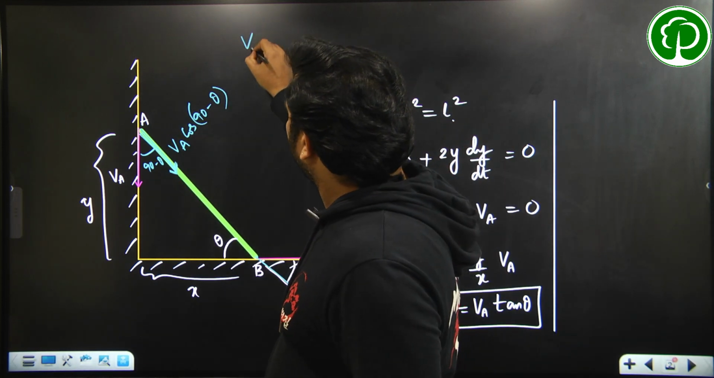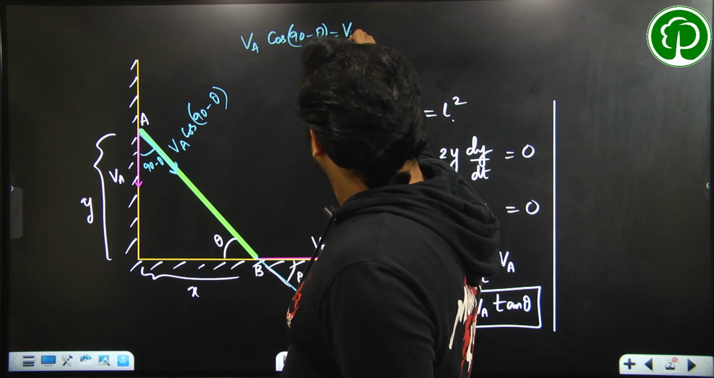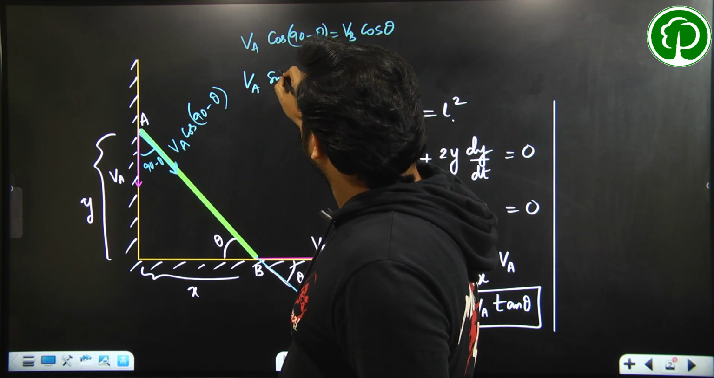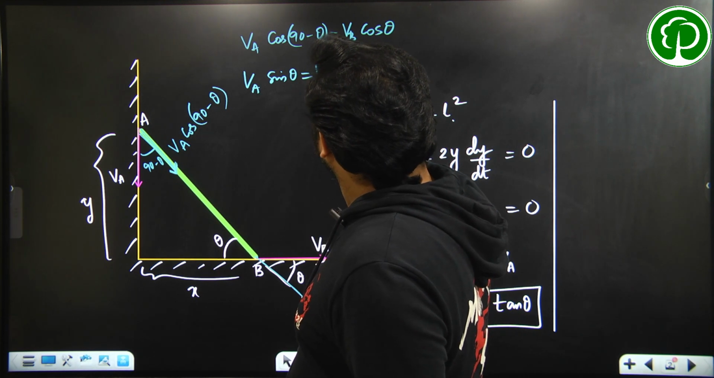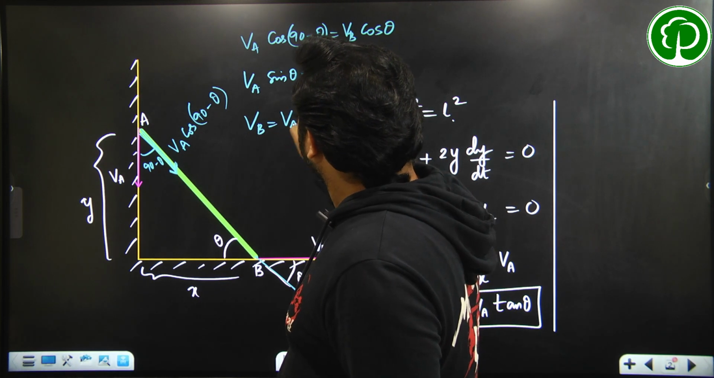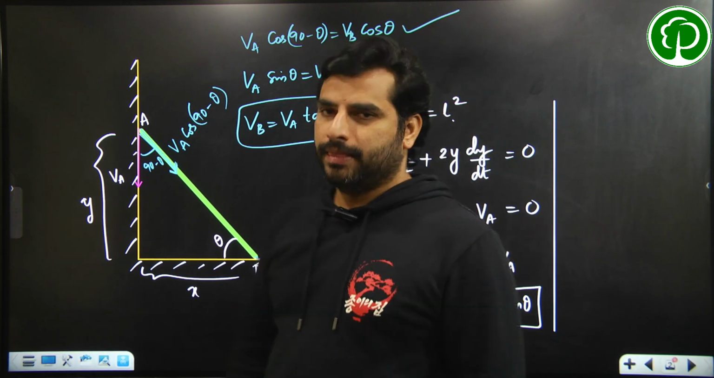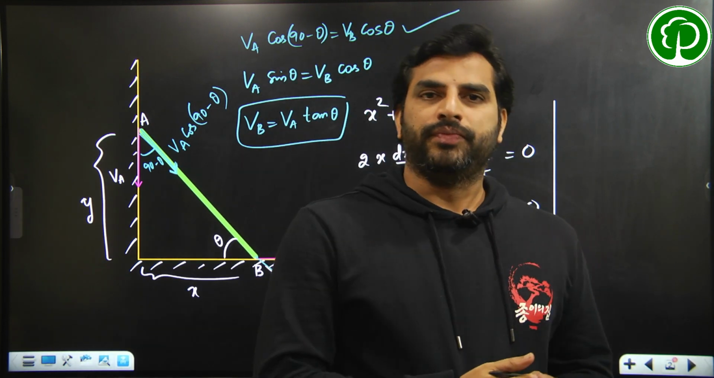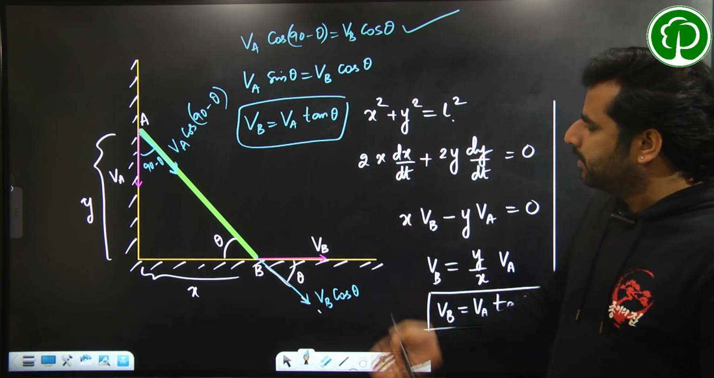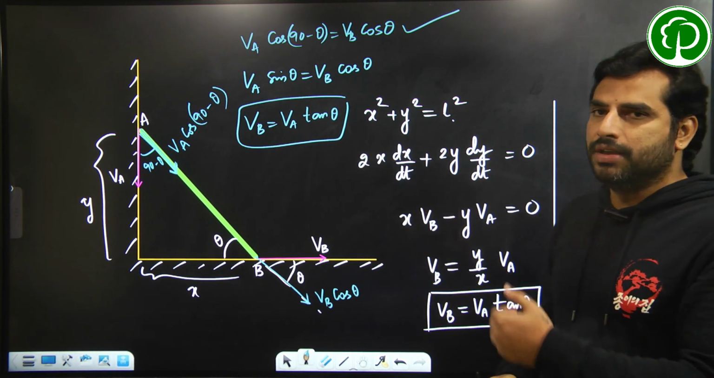Very simple. So VA cos(90 minus theta) is equal to VB cos theta. So VA sin theta is equal to VB cos theta. So VB is equal to VA tan theta. Just one step. It's done. So simple will be dealing with strings or rods by applying this concept of velocities of the ends along the length of the rod or the string being equal.